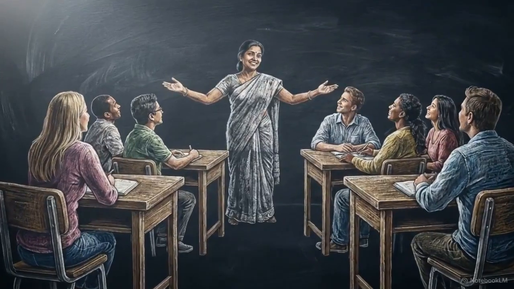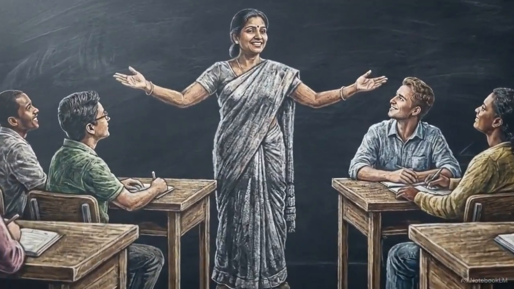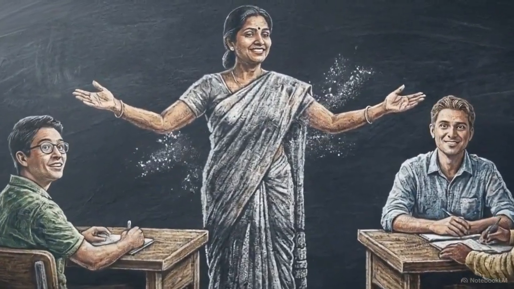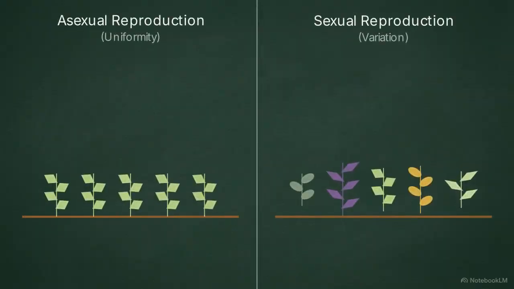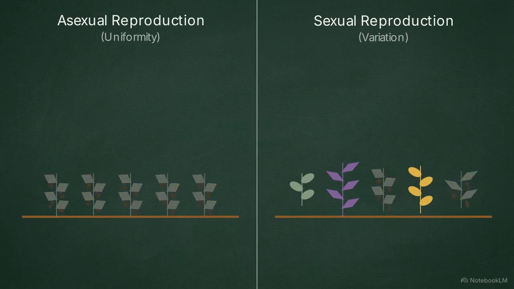While this takes more time than cloning, the variety it creates is a safety net. If every organism is an identical clone, a single disease could kill the entire group. But when every individual is different, some may have the right traits to survive a new sickness or a change in the weather, keeping the species going.